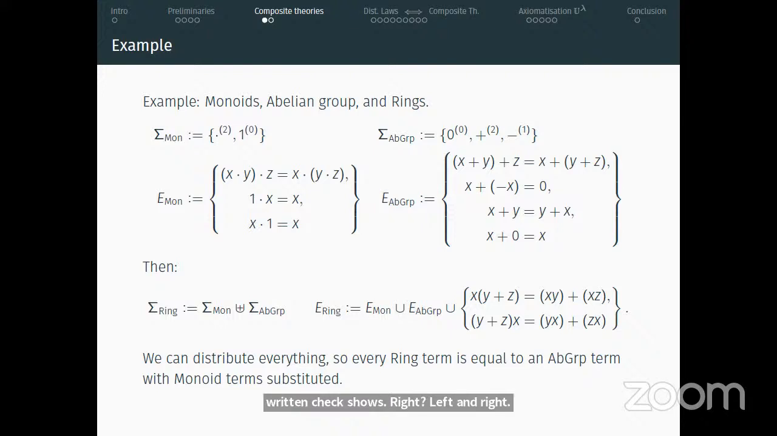Composite theories are an axiomatization of this behavior. Basically, thanks to left and right distributivity, every time you have a ring term, you can distribute everything and always end up with an abelian group term with, inside it, the variables substituted by a monoid term.